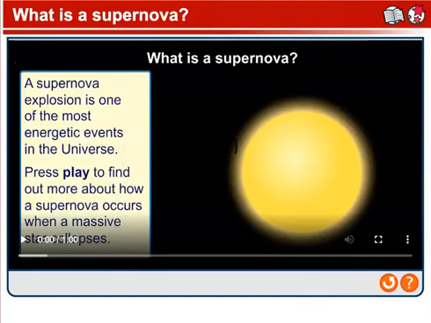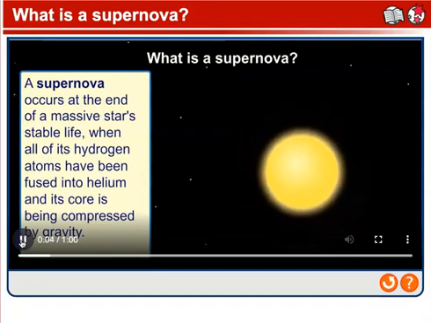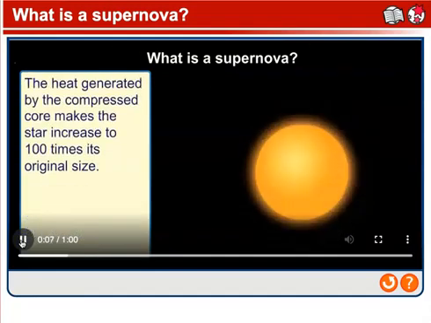So what is a supernova? A supernova explosion is one of the most energetic events in the universe. A supernova occurs at the end of a massive star's stable life, when all of its hydrogen atoms have been fused into helium atoms, and its core is being compressed by gravity. The heat generated by the compression core makes the star increase to 100 times its original size.